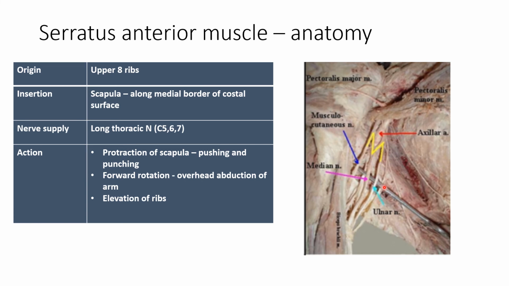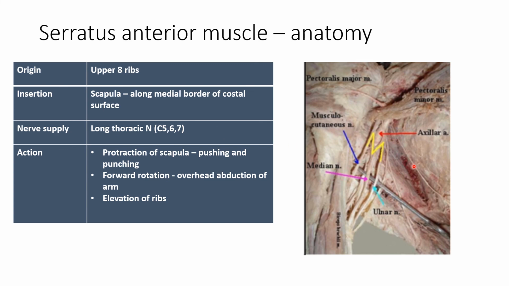From the 8 ribs, it has 8 digitations, and these 8 digitations are inserted along the medial border of the scapula, starting from the superior angle to the inferior angle, and nearly 4 slips get inserted into the inferior angle of the scapula. The nerve supply is the long thoracic nerve of Bell, or nerve to serratus anterior, which arises from the C5, C6, C7 nerve roots of the brachial plexus.